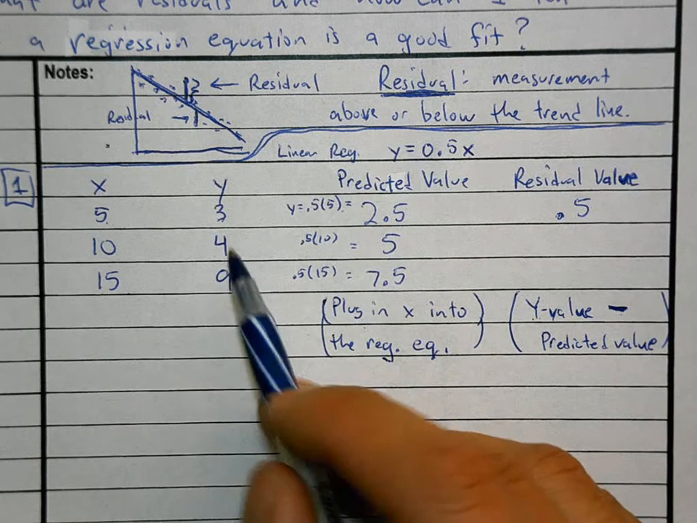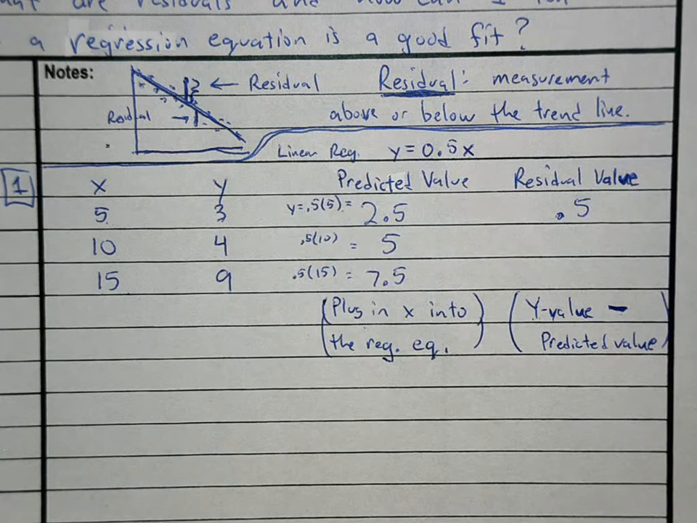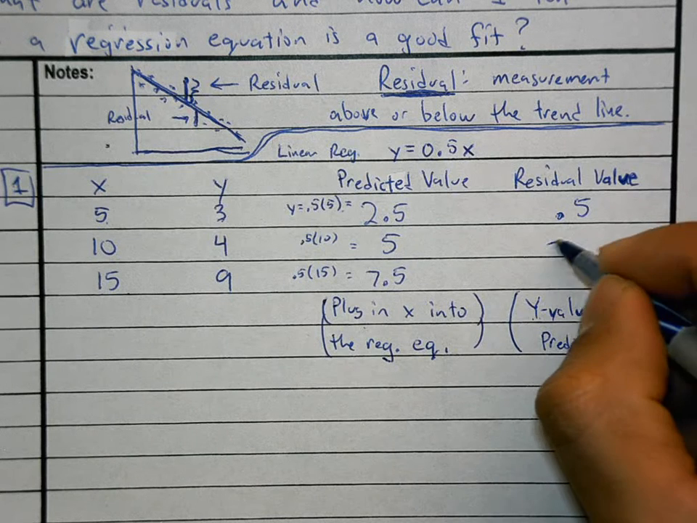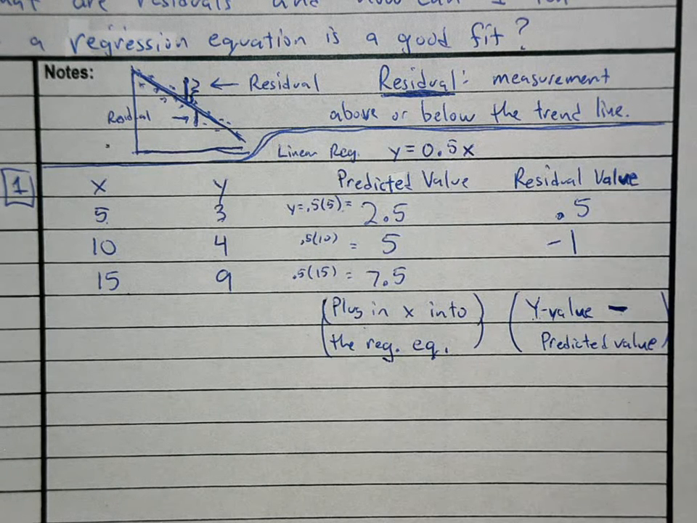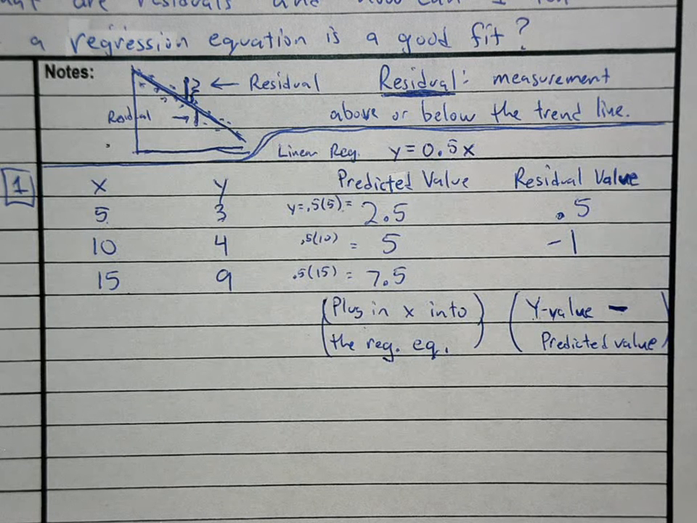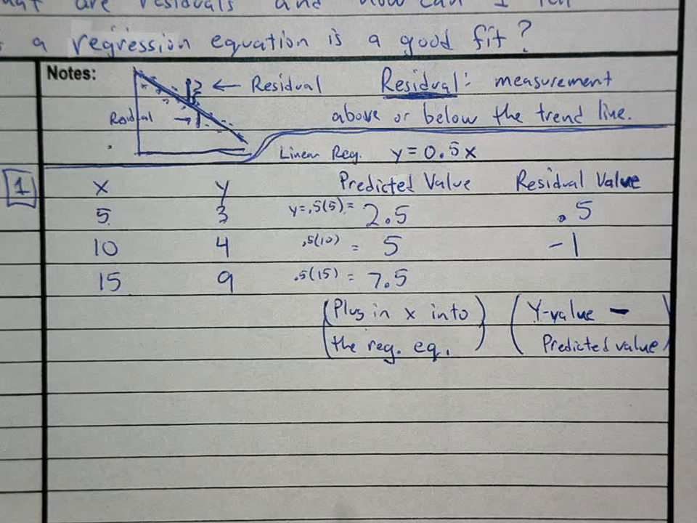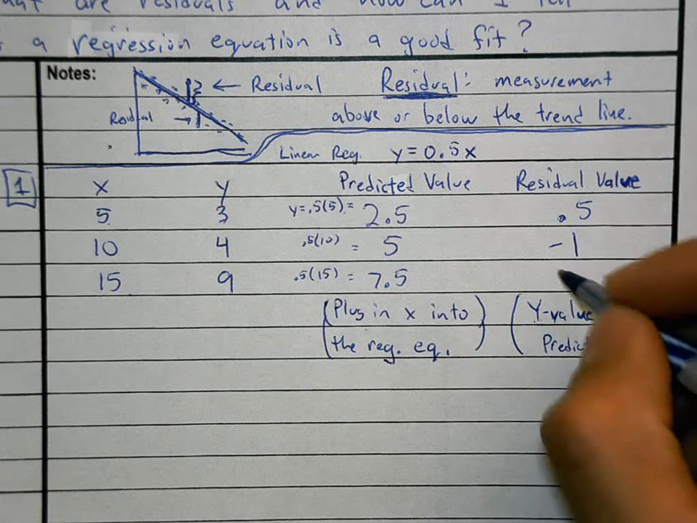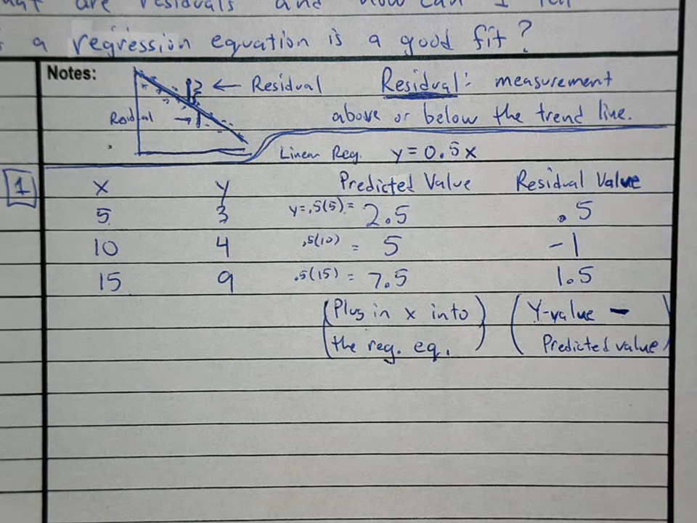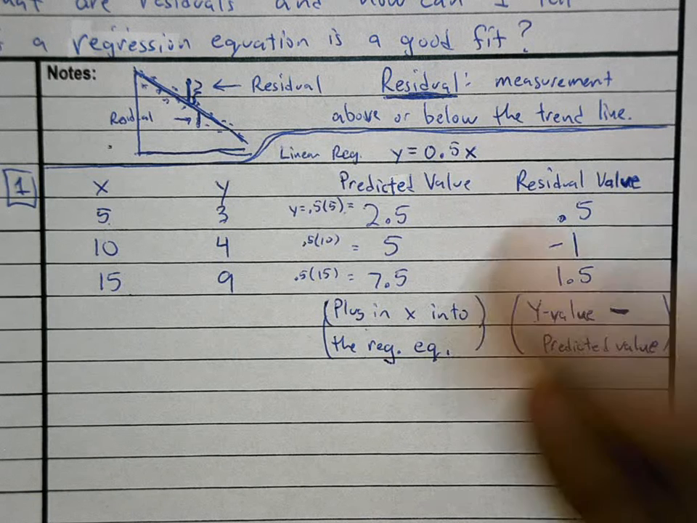Do you know what 4 minus 5 is? -1. You do. It is possible to have negative residuals. What does that mean? It means it's below that trend line. Do you know what 9 minus 7.5 is? 2.5. Not 2.5. 1.5. If you want to double check, you can double check on your calculator.